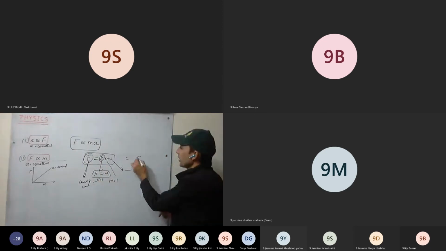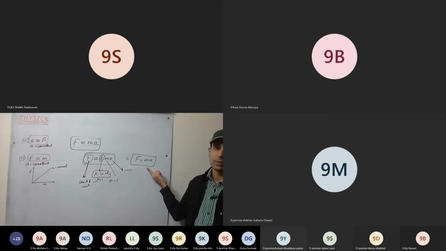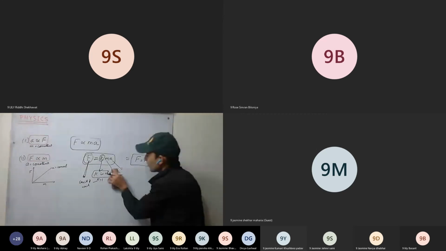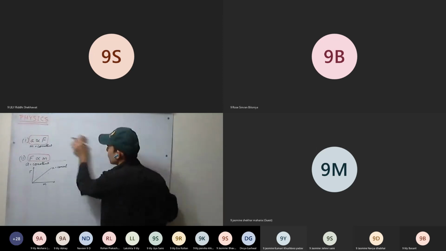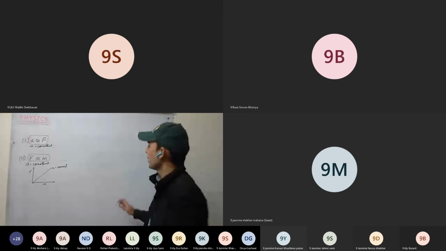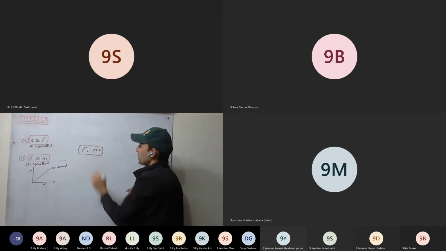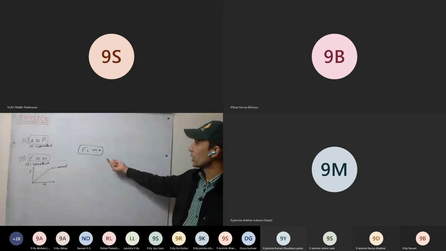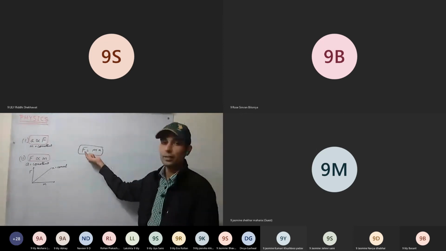So we can further write F equals ma. This is our second law of motion, Newton's second law. Is this clear? F equals the product of mass and acceleration produced in the body. So F equals ma. This is our Newton's second law. So now we have quantitatively calculated the force required.